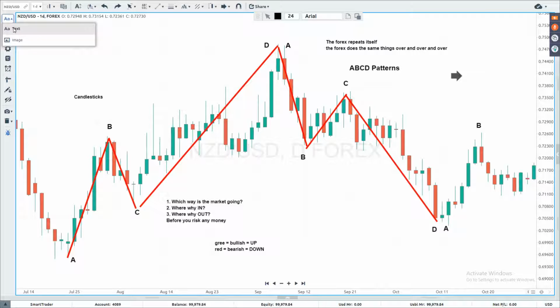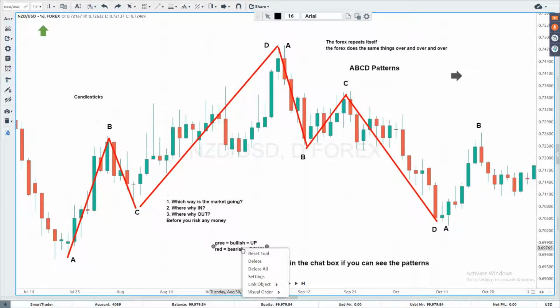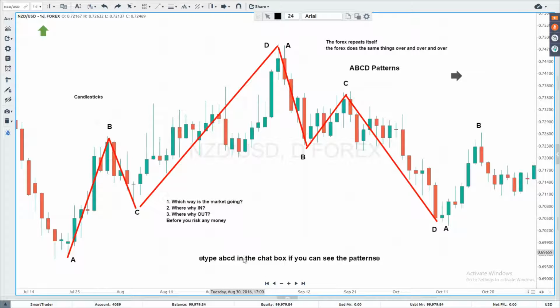So if you can, I want you to go to the chat box and type ABCD. Come on, type ABCD in the chat box, okay? If you can see the pattern. Come on, type ABCD in the chat box if you can see those patterns. Can you see them? Type ABCD. I need to know if you get this. If you don't get this, you're missing it. All right. But if you do, I can show you how to make money with it.